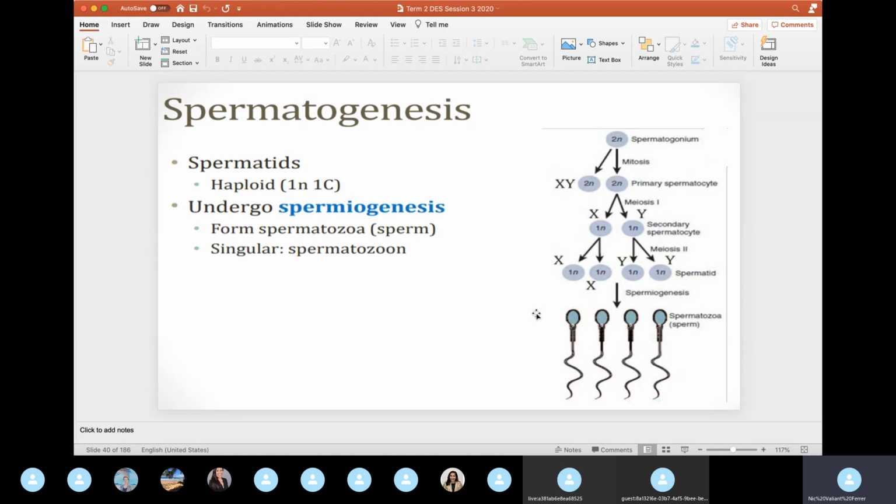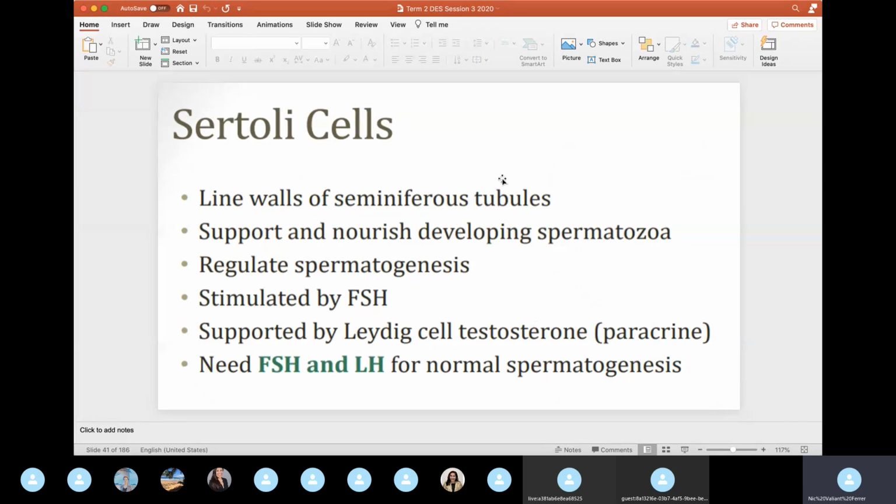What do I mean by spermiogenesis? This is the formation of your spermatozoa or sperm. To make them mature, you add the acrosomal cap, you add the flagella to make a mature sperm, and we call that process spermiogenesis. Now, how are we going to support this sperm?